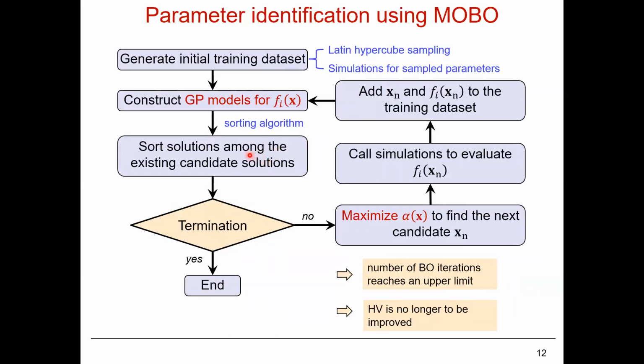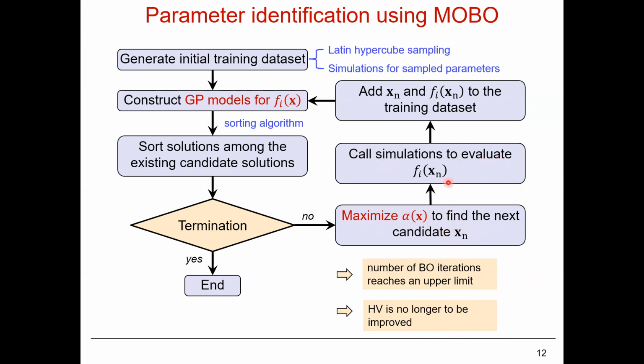Here we summarize the identification procedure using Bayesian optimization. We first randomly generate the initial samples of parameters. We construct the GP model for the objective functions. Next, we find the solution among the available candidate solutions using a sorting algorithm. We terminate the identification process and output parameters if one of the 2 stopping criteria here is satisfied. Otherwise, we maximize the acquisition function to find the next parameter vector.